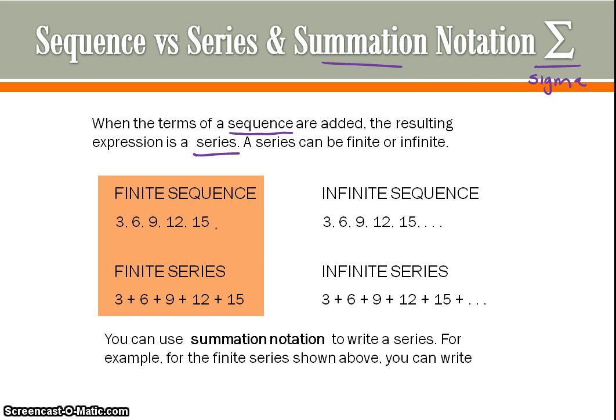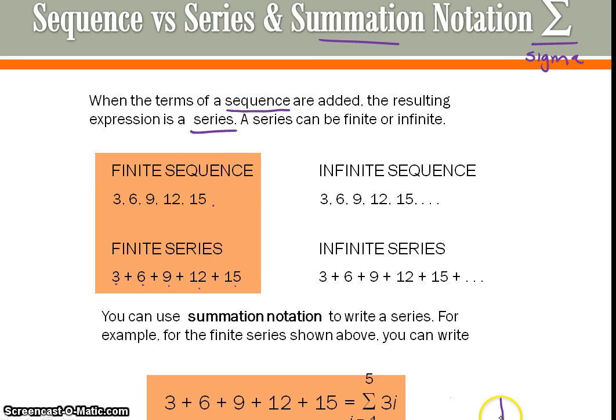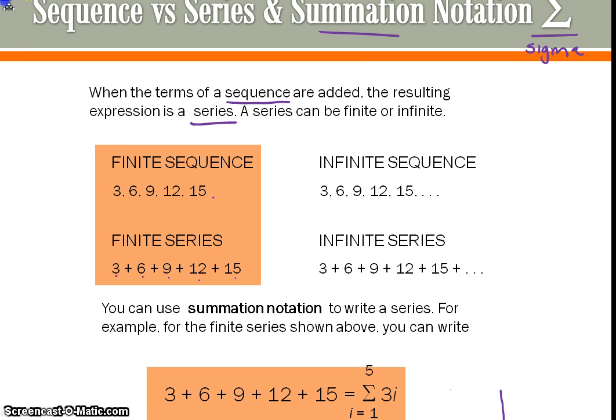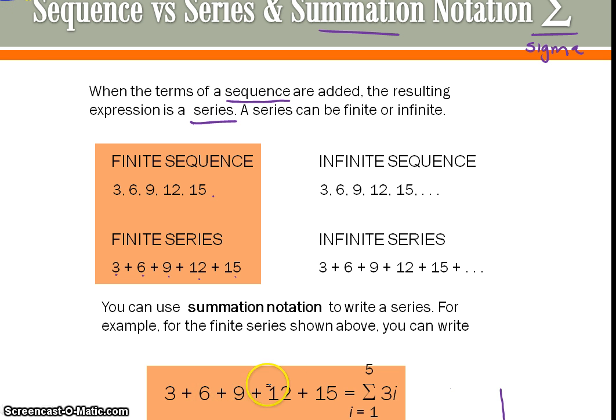So we can use summation notation to write these series. For the one where you want to add up 3, 6, 9, 12, 15, we can rewrite it using sigma notation, and sigma means sum or add up. This long thing written out, 3, 6, 9, 12, 15, can be rewritten as the sum of 3i or 3n. You could use whatever letter you want, i or m. It's just an indexing letter.